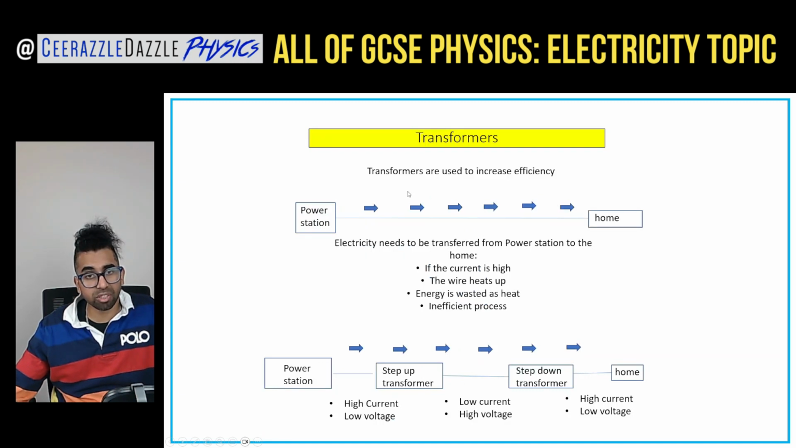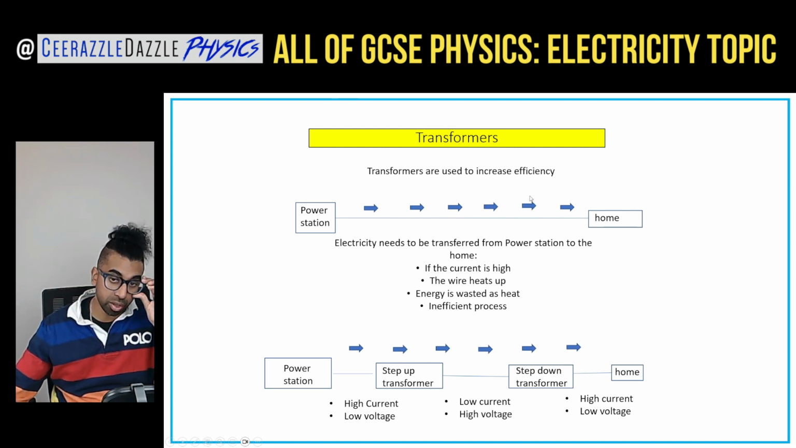Right, so now transformers. Why do we need transformers? So first of all, we know that electricity is made at power stations and it must be transported to our homes. If the current is too high, what happens is if you pass high current through a wire, the wire heats up. It's very inefficient because energy is lost as heat. So therefore you install transformers. You put a step-up transformer and a step-down transformer in between the power station and the home.